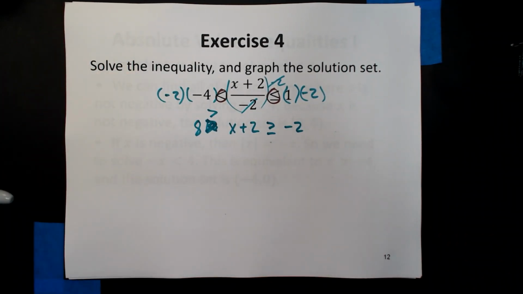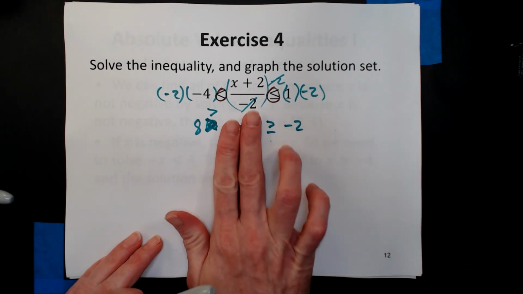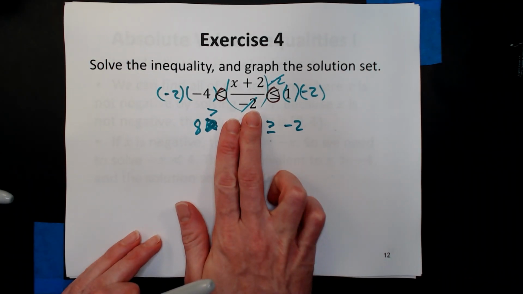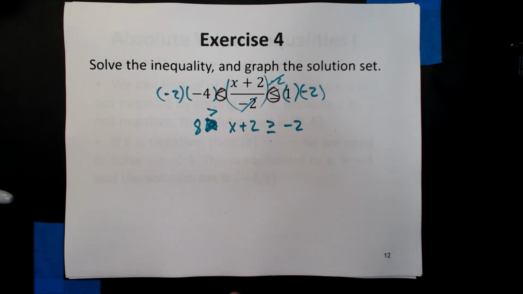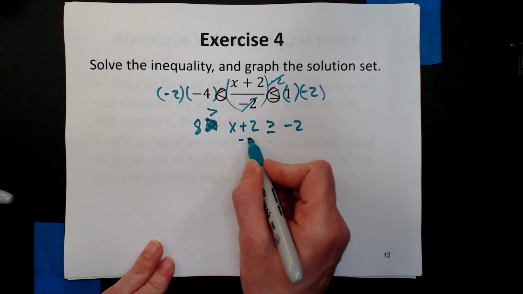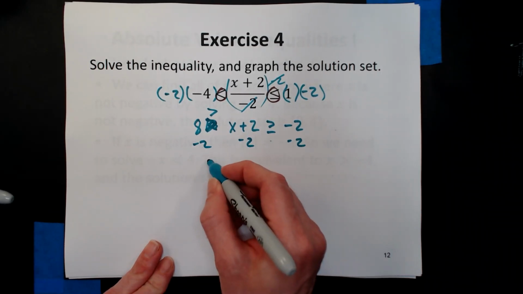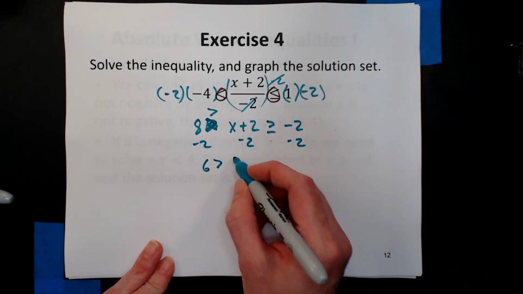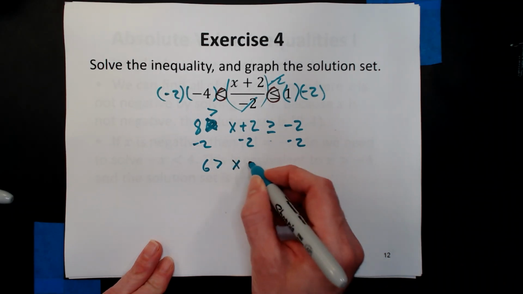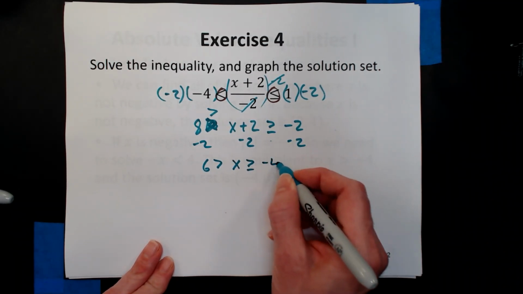Once again, you can always make sure that you flip them correctly or you didn't forget, because if you make the middle part disappear, 8 is greater than negative 2 is a true statement. So I'm going to subtract 2 from everything now to get my x by itself. So I'm going to get 6 is greater than x, which is greater than or equal to negative 4.